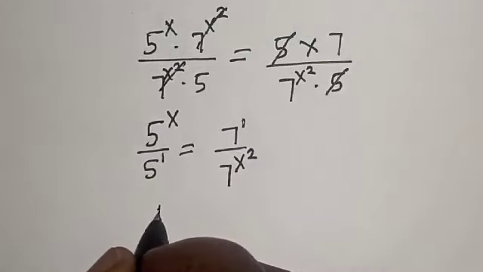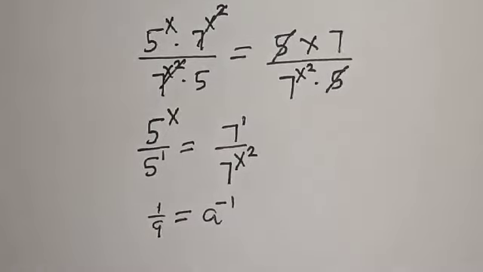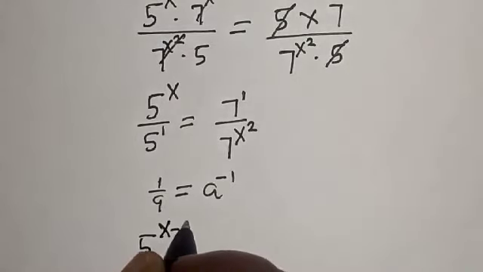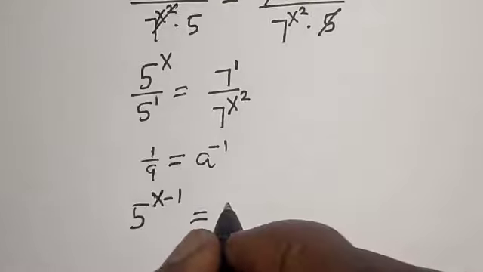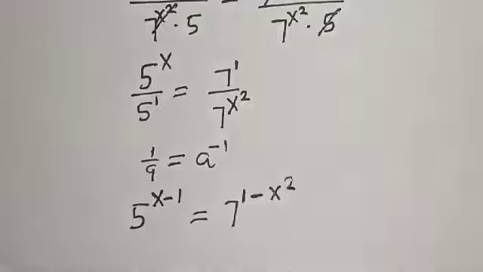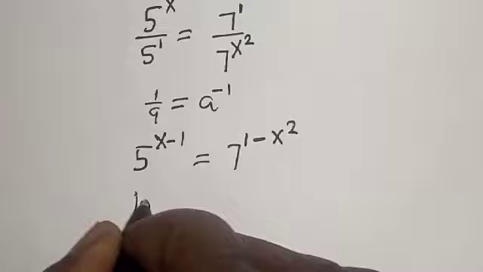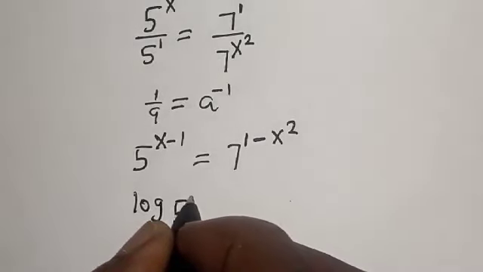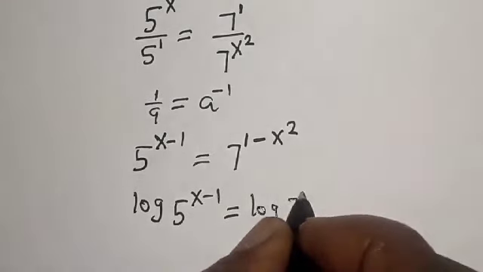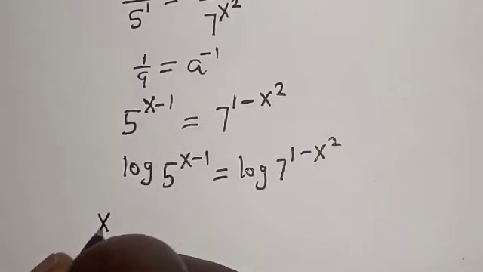Then if you have 1 over a, this is equal to a raised to the power minus 1. So this becomes 5 raised to the power x minus 1 is equal to 7 raised to the power 1 minus x squared. Then let's take the log of both sides. Log 5 raised to the power x minus 1 is equal to log 7 raised to the power 1 minus x squared.